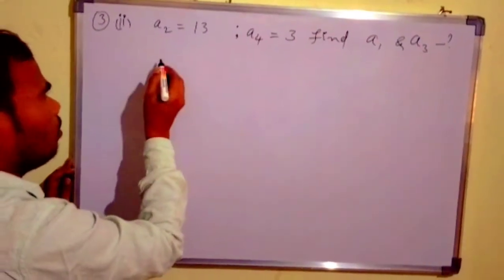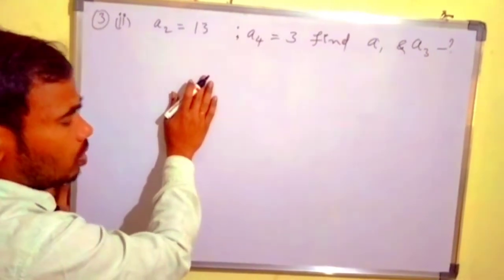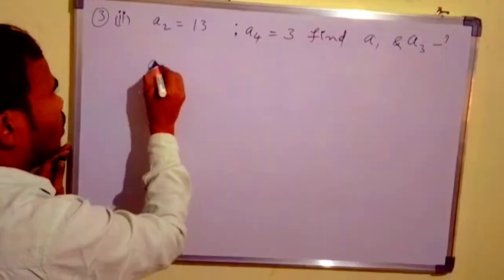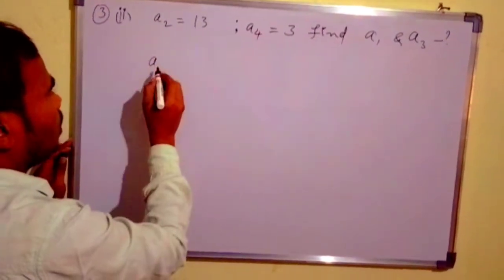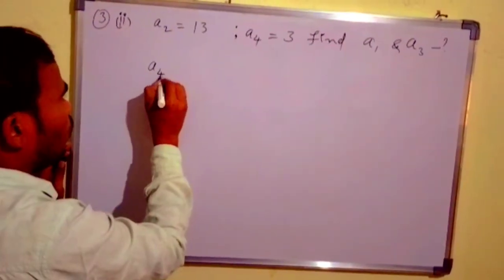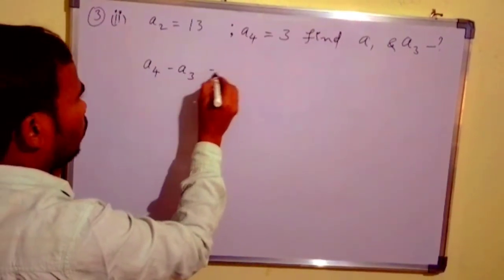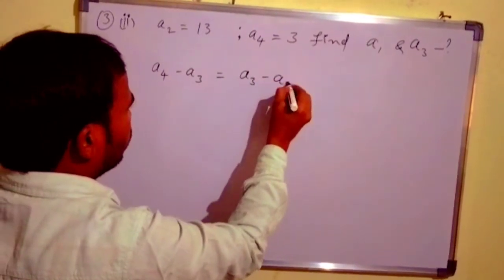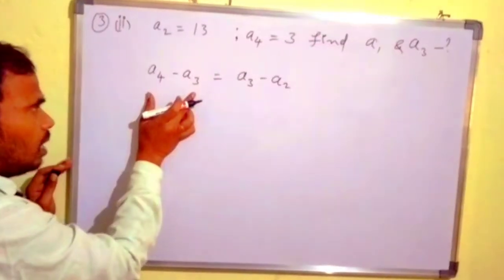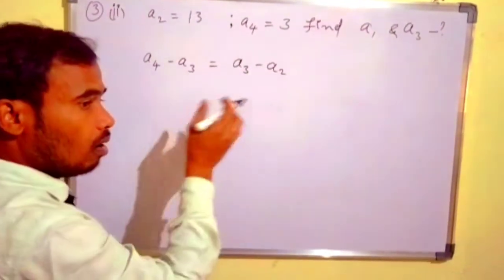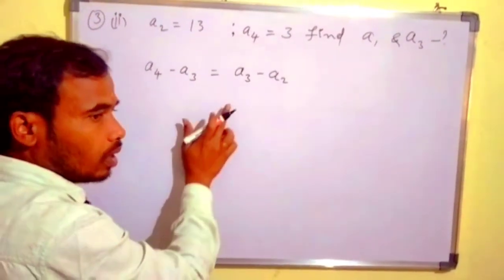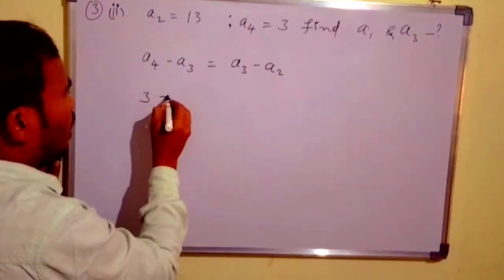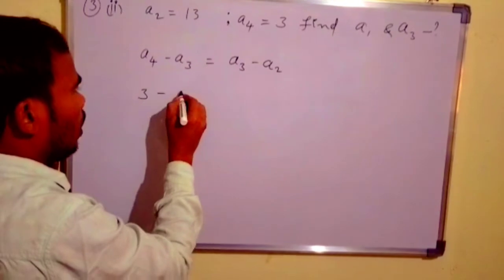Since it is an arithmetic progression, any two consecutive common differences are equal. So here A4 minus A3 is equal to A3 minus A2. This is a common difference on both sides, because the question says it is an arithmetic progression. A4 value is 3, as given, minus A3, which is not given.